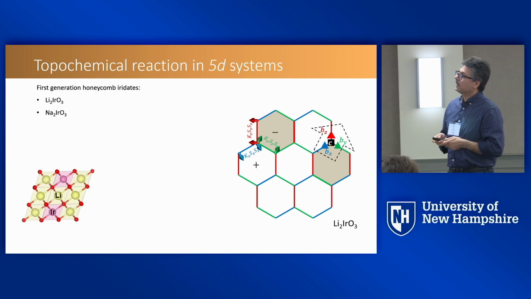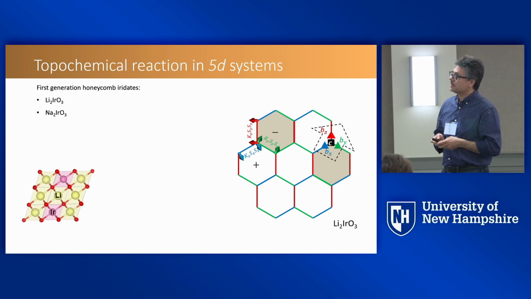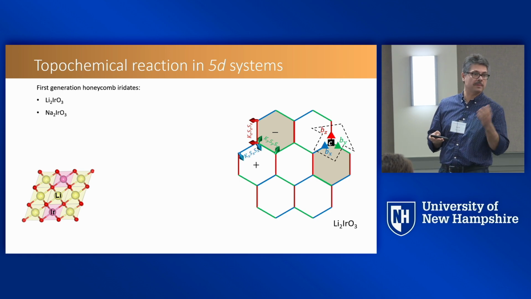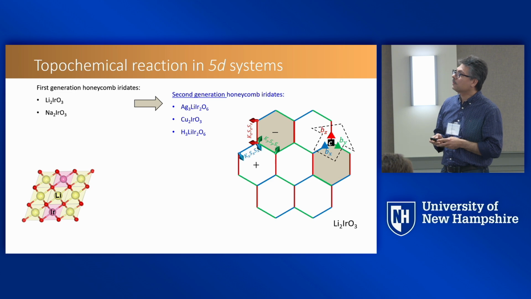We do this by a technique called topochemical exchange reaction. The idea is that we start from the parent compounds, lithium iridate and sodium iridate. We take them as a structural platform, and then we perform exchange reactions. We exchange some of the alkali here with transition metals such as silver, copper, and hydrogen. And we make new versions of these compounds.